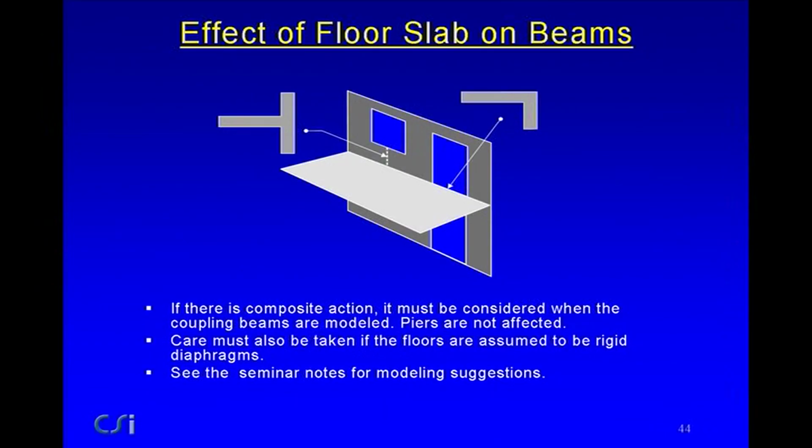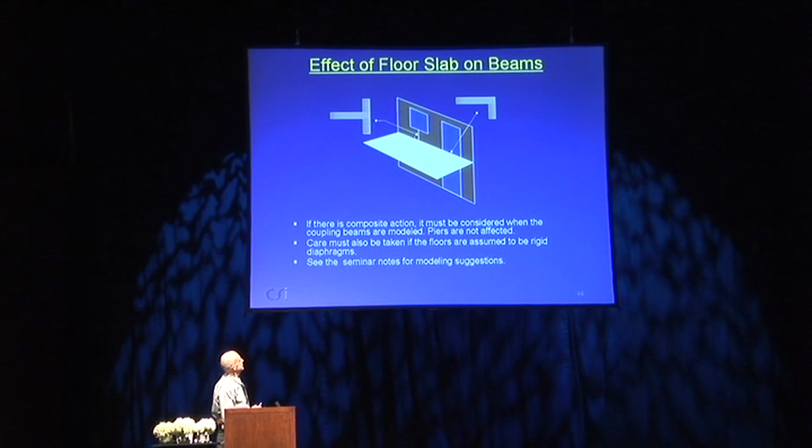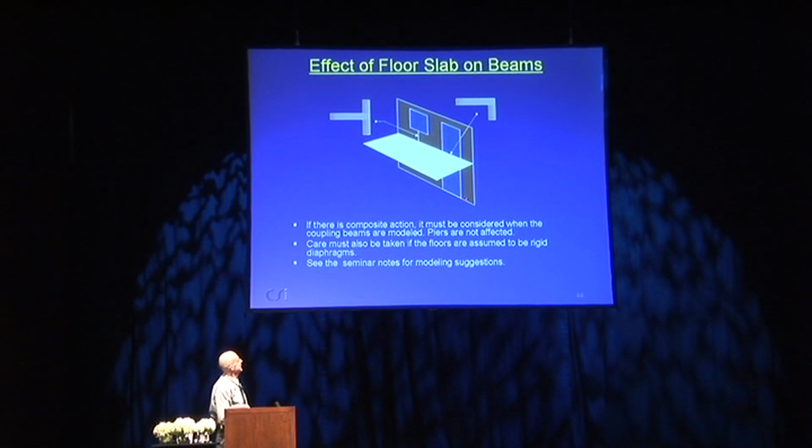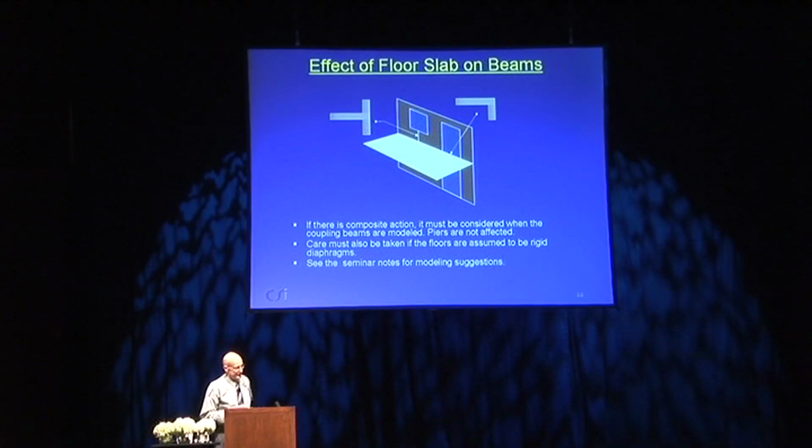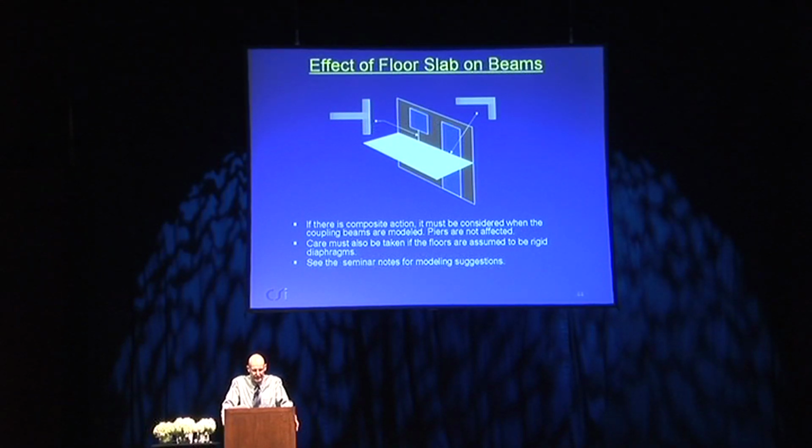Another complication is the effect of the floor slab on the beams. If you have a beam here, the cross-section might look something like this, where a substantial portion of the floor slab might be effective, and if it's behind an elevated door, then the slab might be on top, and you might have an L section. So if there is composite action between the slab and the beam, it must be considered when you model the coupling beams. This can obviously be pretty important. Piers are not affected very much here.